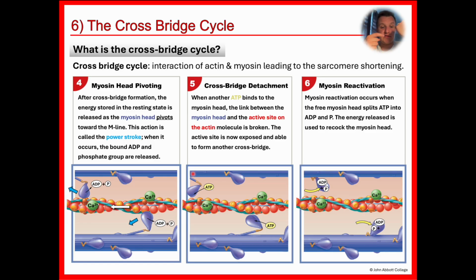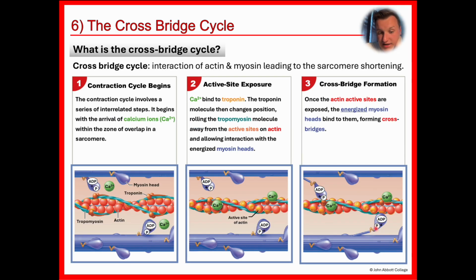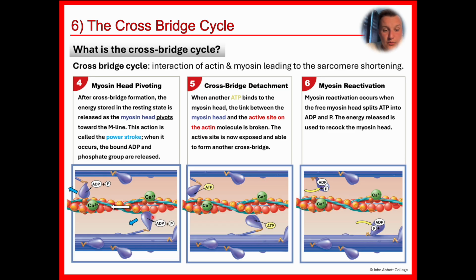In this case, it's to the left because the M line is closer to the left. And this action is called the power stroke, right? When it occurs, there was some ADP and phosphate here, in this little myosin head over here. The way that it allows it to do the power stroke is that when the ADP and phosphate get released, it tells the myosin head to move and pivot in this direction. So that's when ADP and phosphate is released.